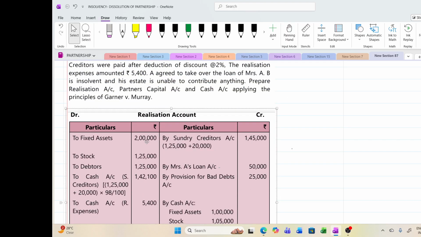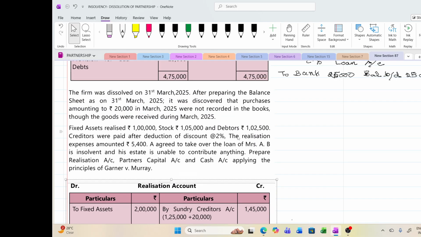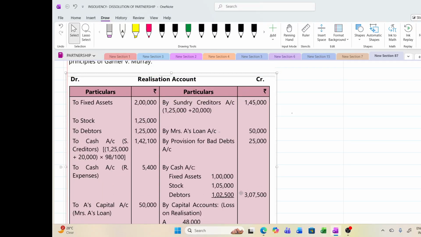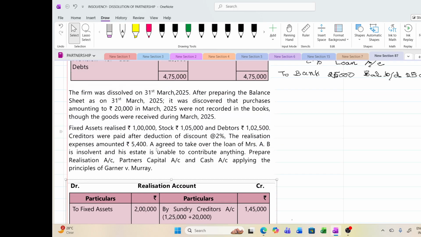Okay. Realization of current and fixed assets. Then the realization account. We have debited the bank account and we credit the realization account by 3,07,500. Okay. Next point is creditors were paid. You need not do it in this order. Do it in your question order.